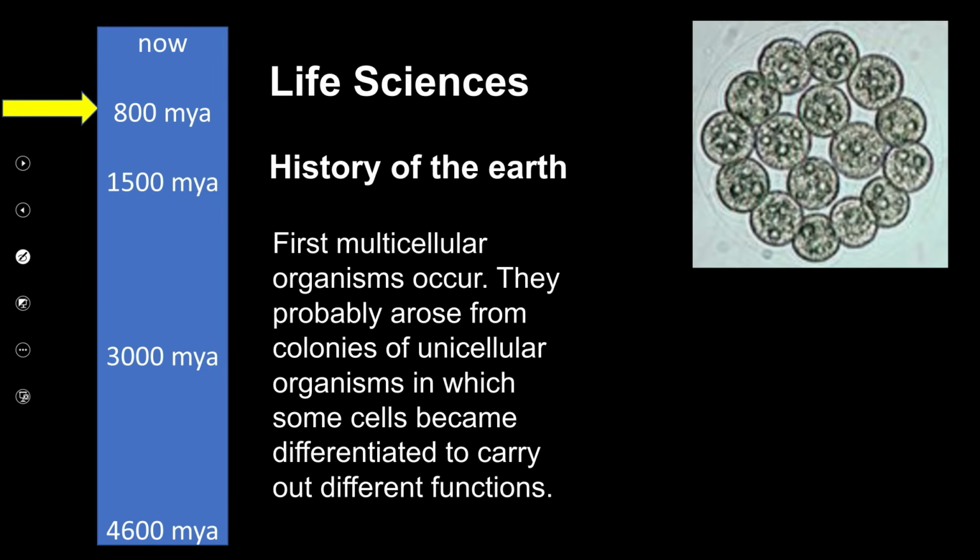800 million years ago, the first multicellular organisms occur. And they were probably produced by unicellular organisms that clumped together. For example, in this picture here, there are a whole lot of unicellular organisms clumped together, and they found that when they stayed together, they were safer. And they then started carrying out different life functions and helping each other out. And that is how multicellular organisms came into existence.